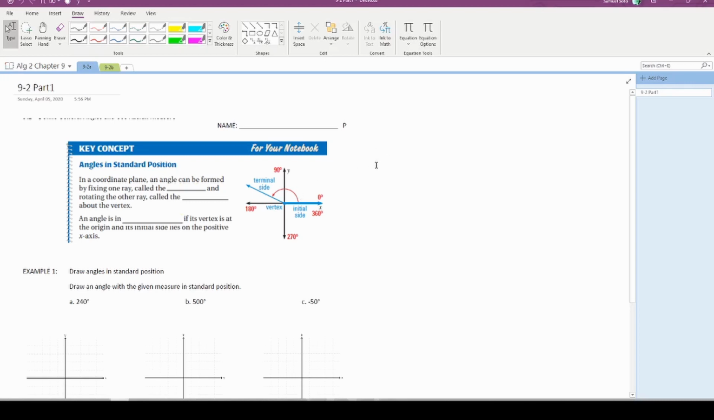So let's talk about angles in standard position. An angle in standard position in a coordinate plane can be formed by fixing one ray, called the initial side, and rotating the other ray, called the terminal side, about the vertex. So there's the initial side, there's the terminal side.